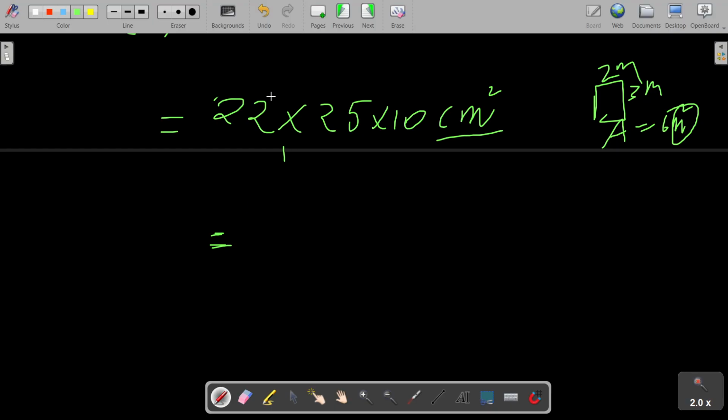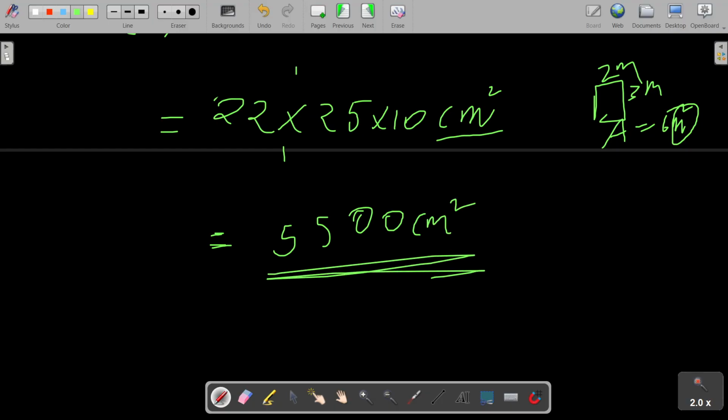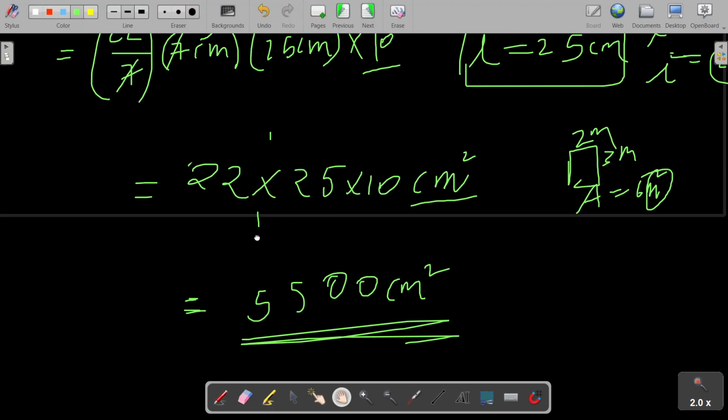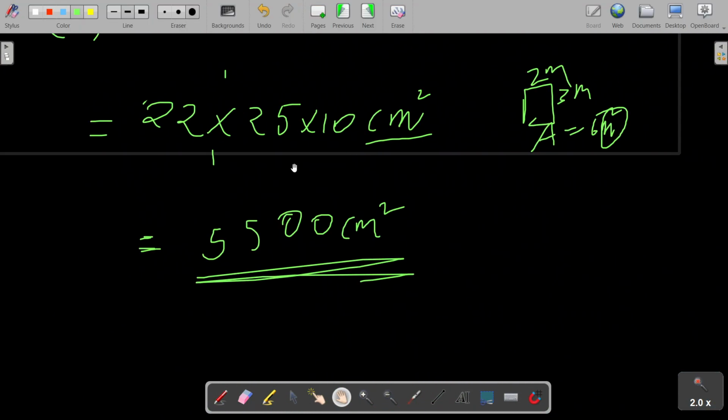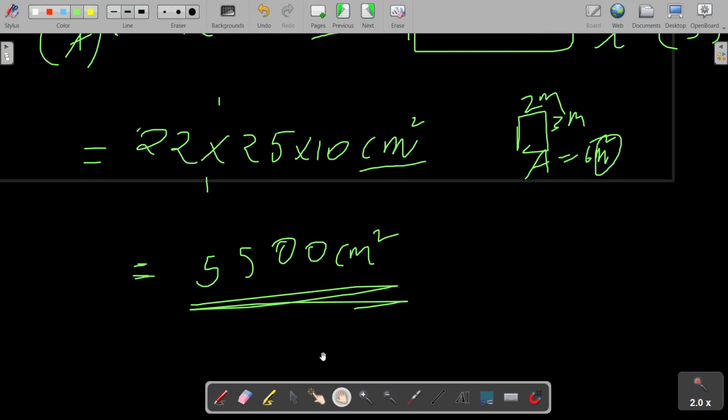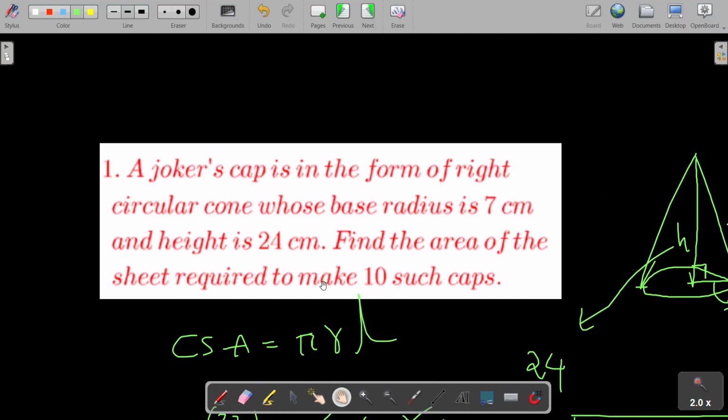So let's multiply this. 2 times 5 is 10. 2 times 2 is 4. 5, 10, 14. And add this 1, 15. 22 times 25 is 550, into 10, one more 0. So this is the area of sheet required to make 10 such caps. This is the answer for this problem.